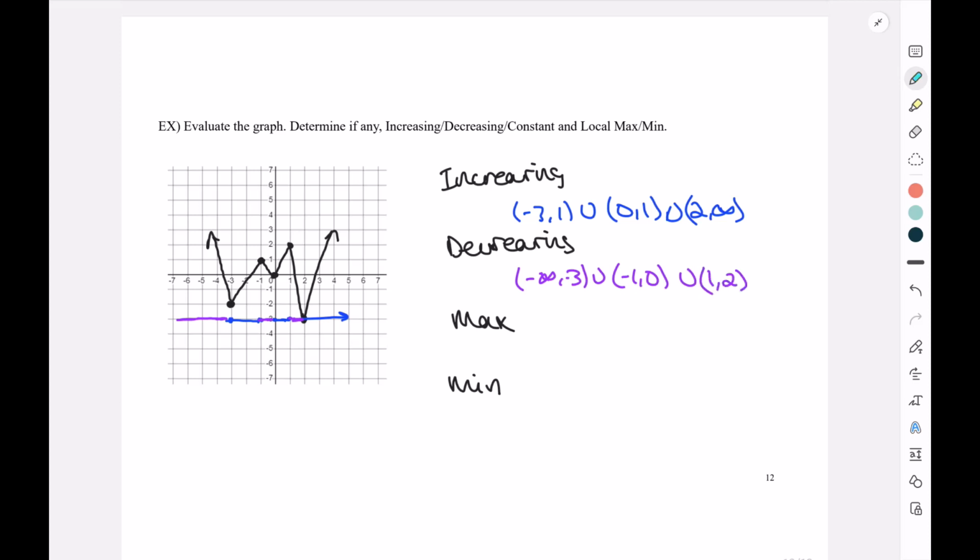So for a max, we can see that our maxes would be at (1, 2) and (-1, 1). We can see for our local min, we have 3 of them. We're going to have 1 over here, and down here. So for our mins, we would have (-3, -2). We'd have our origin, (0, 0), and we would also have (2, -3).